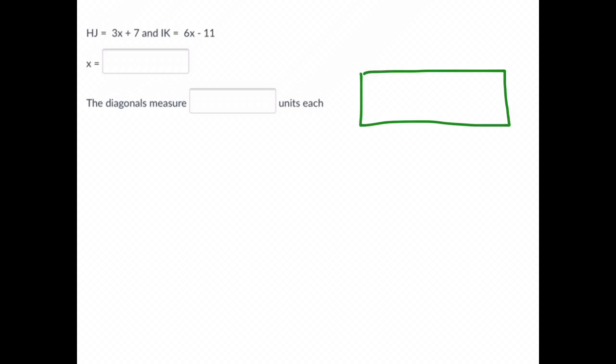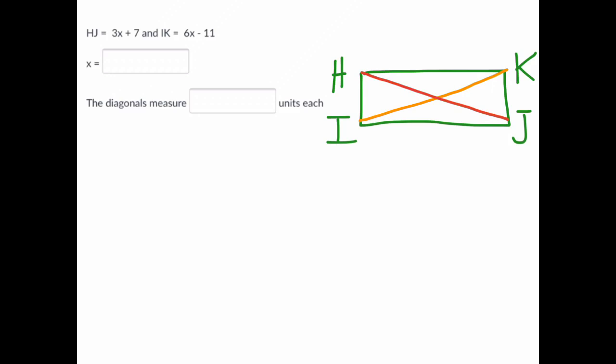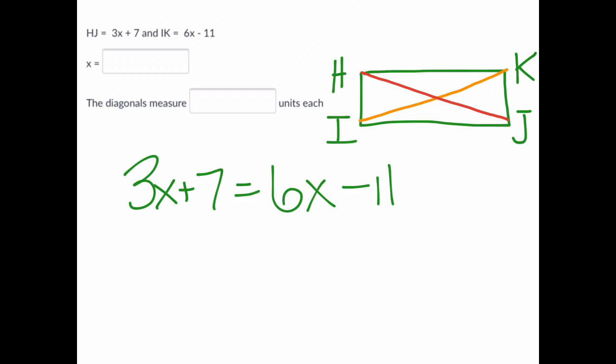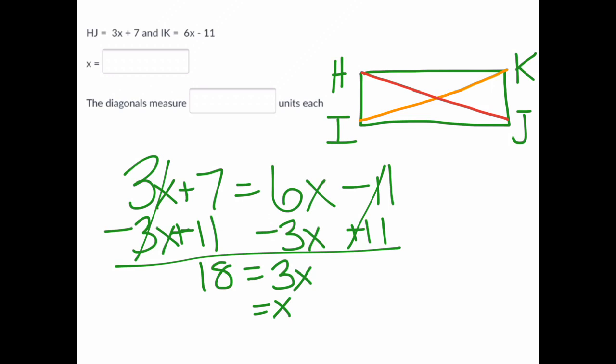Our last one for the day gives us a rectangle HIJK, and they want us to find what x equals. If we draw this, we have a yellow diagonal and a red diagonal, which have to be equal to each other. So HJ and IK would have to be equal, and we can set our equation up just like that. Then we can use our algebra to solve for x. In this case, x would equal 6.